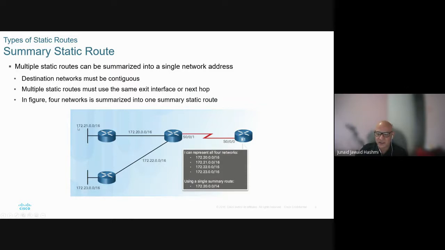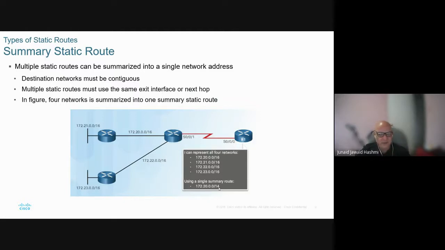As you can see, there are one, two, three, four networks. They use the same subnet mask. They start from 172.21.0.0, 23, 22. So you see they're very identical. They use the same subnet mask. So instead of creating four entries, the router just creates one entry, meaning it summarizes these four networks to just one network.